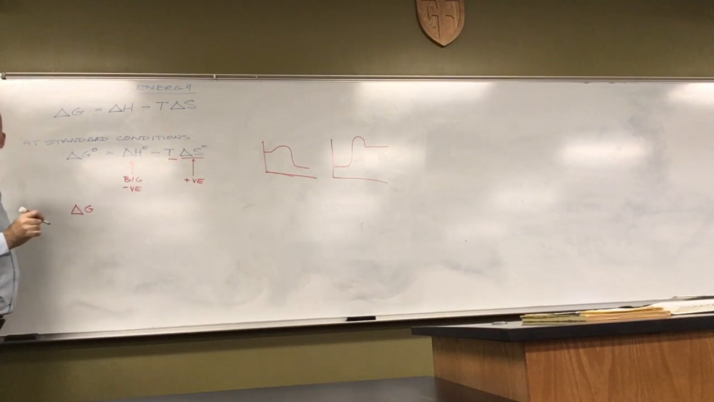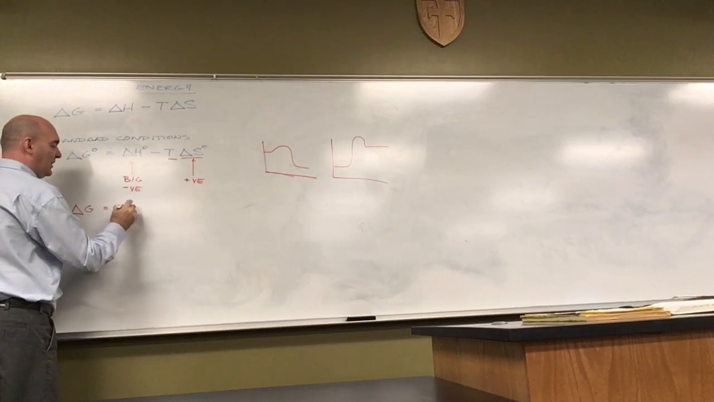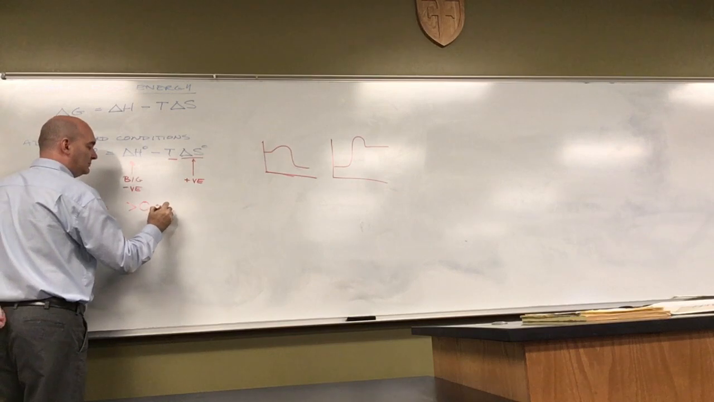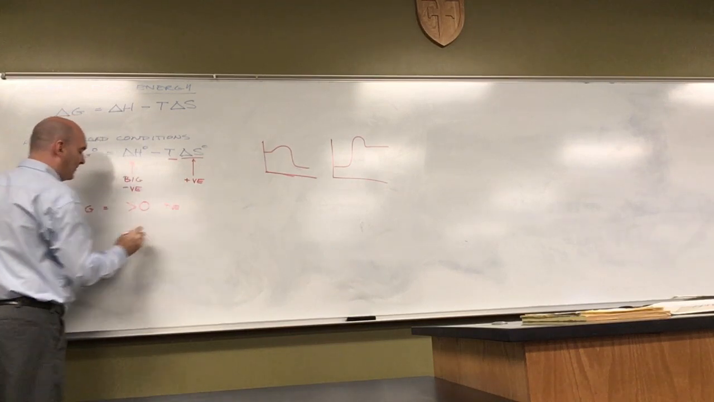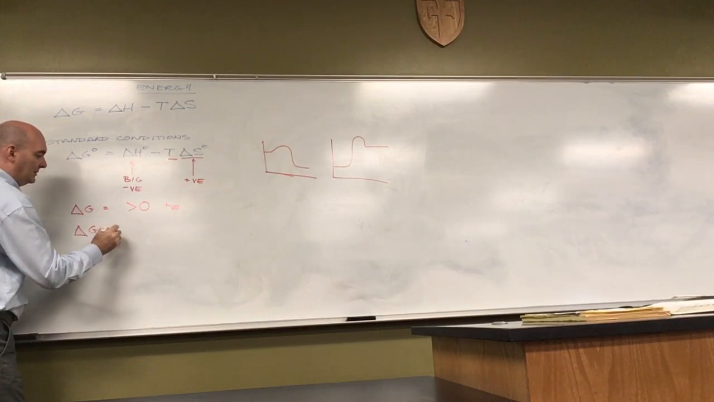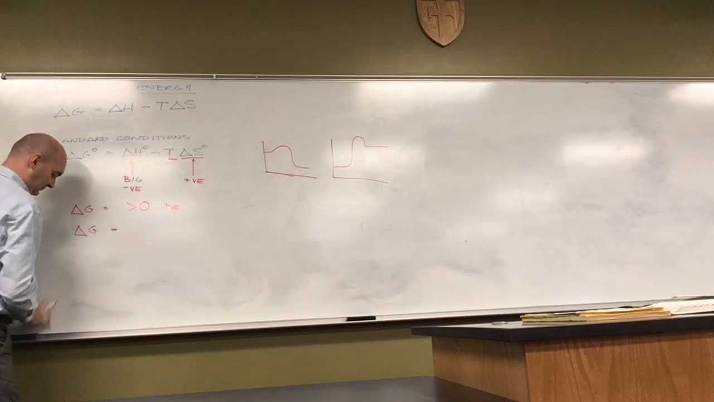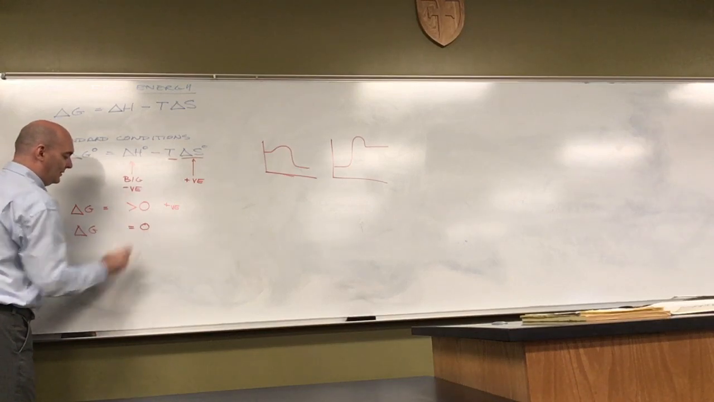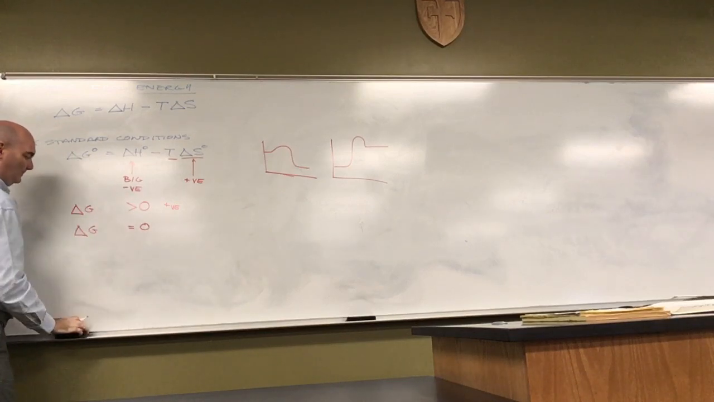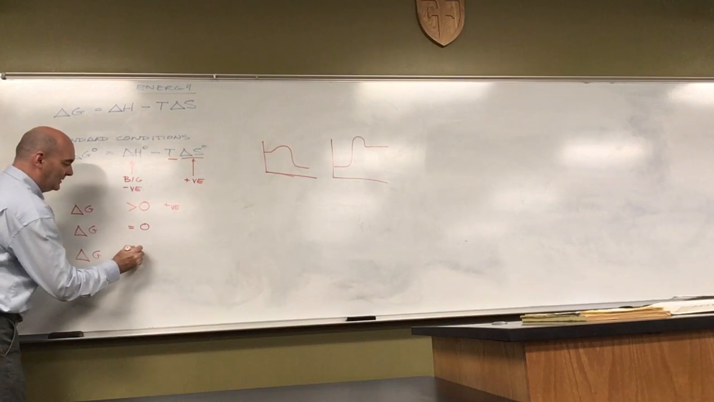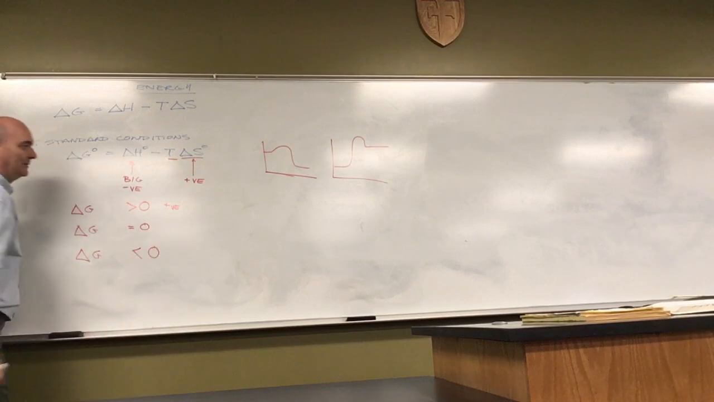There are three possible answers here. The delta G is larger than 0. It's a positive value. Or that delta G equals 0, or delta G is less than 0.